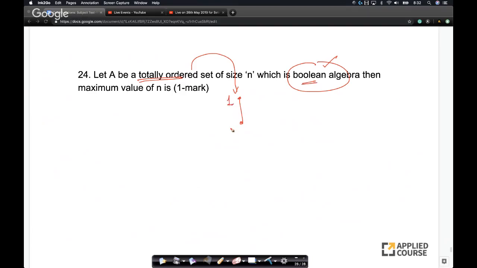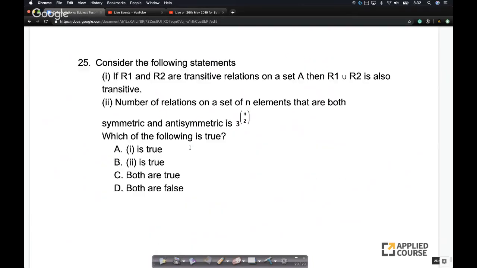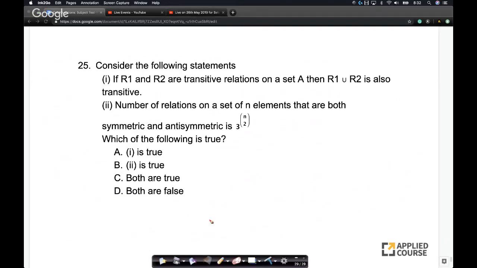So if I have a totally ordered set or a chain, if the chain length is more than 2, it's not a Boolean algebra, right? But this is a Boolean algebra. So this is straightforward from one of the theorems that we learned. Similarly, this is also a straightforward problem actually.